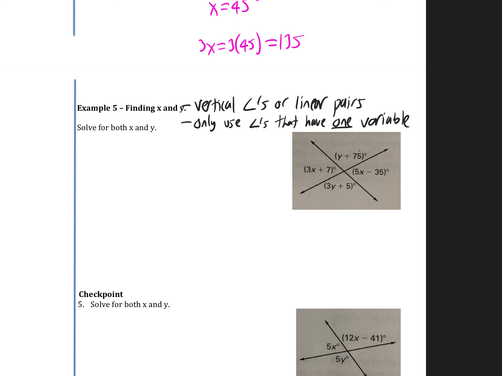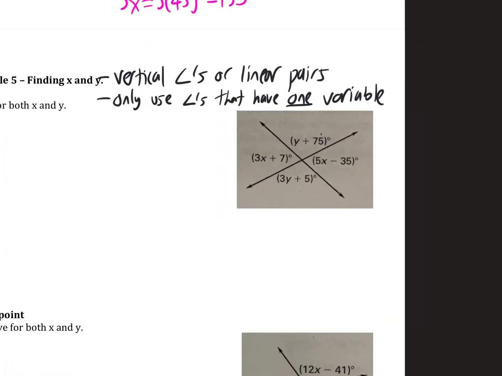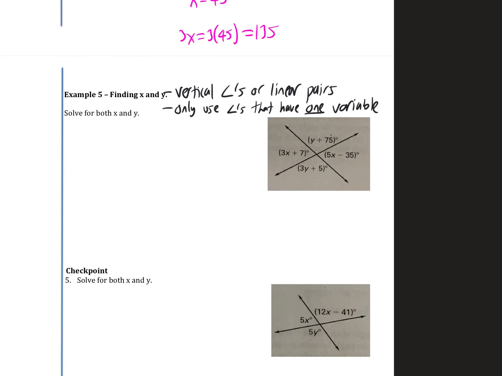All right, so we're looking for x and y. We have a couple things happening here. We have vertical angles and linear pairs. For example, these two right here, 3x plus 7 and y plus 75, make a linear pair, don't they? Well, they do, and you could add them up to 180, but the problem is that we have 3x plus 7 and y plus 75. We can only have one variable that we need to use in order to solve this. We can't have x and y in the same equation or else it won't solve, okay?